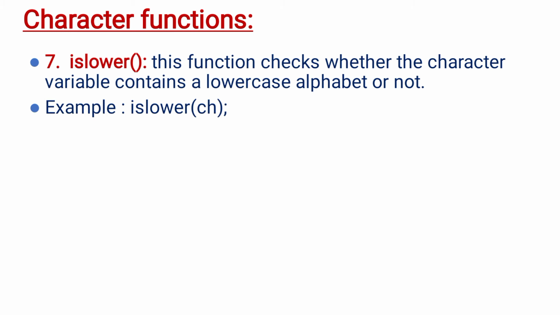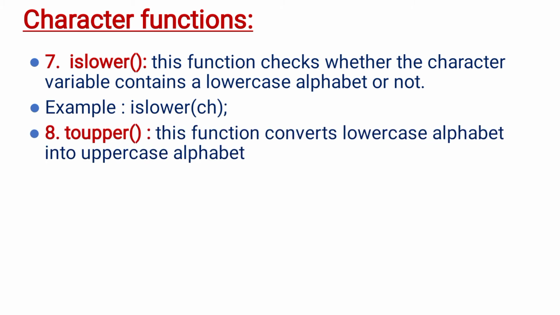If the ch character variable is storing the alphabet, if it is in lowercase, then it returns true. Otherwise, it returns false. Eighth character function is toupper. The toupper function is used to convert the given lowercase alphabet into uppercase alphabet. Let's see example: toupper of ch. If you are providing any lowercase alphabet to the toupper function, then the lowercase alphabet will be converted into uppercase alphabet.